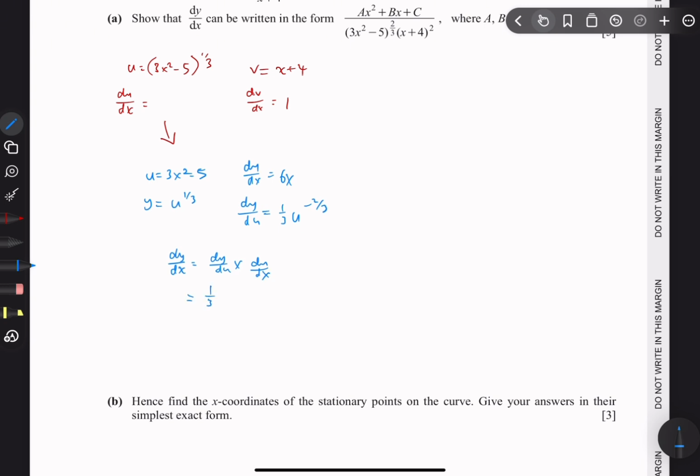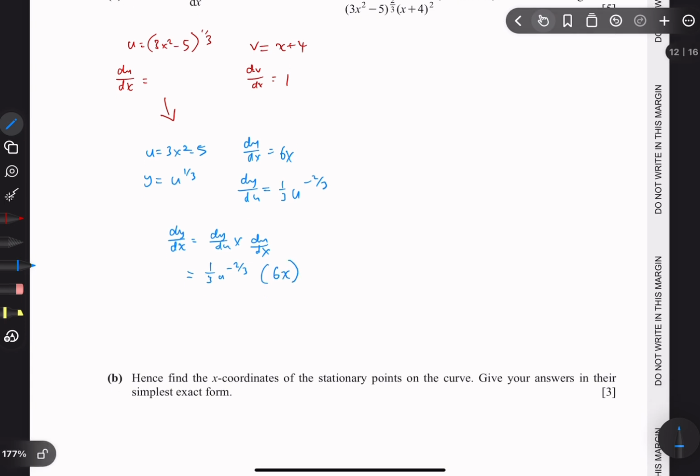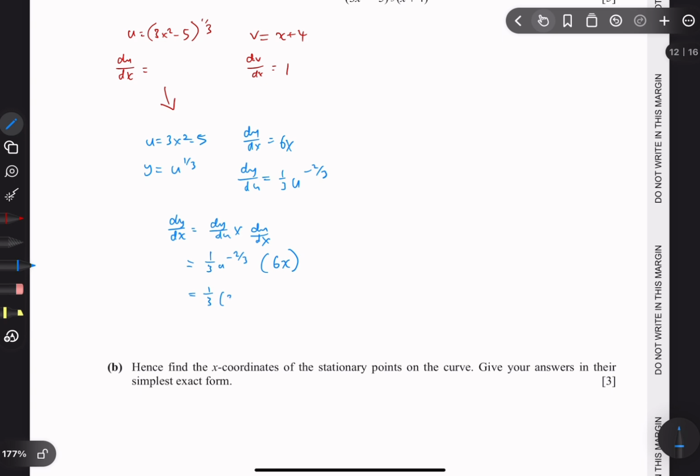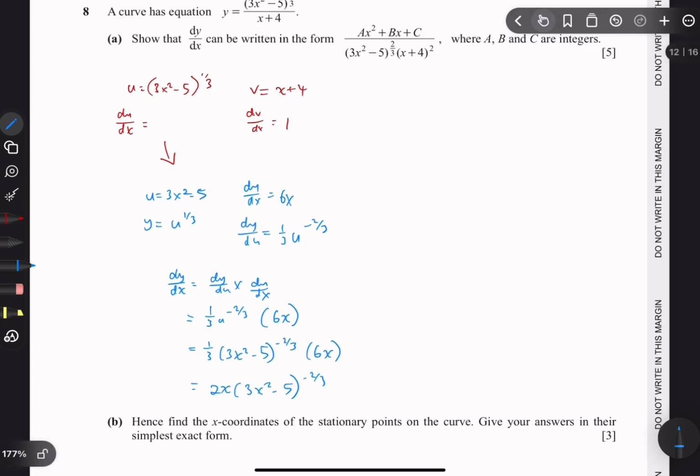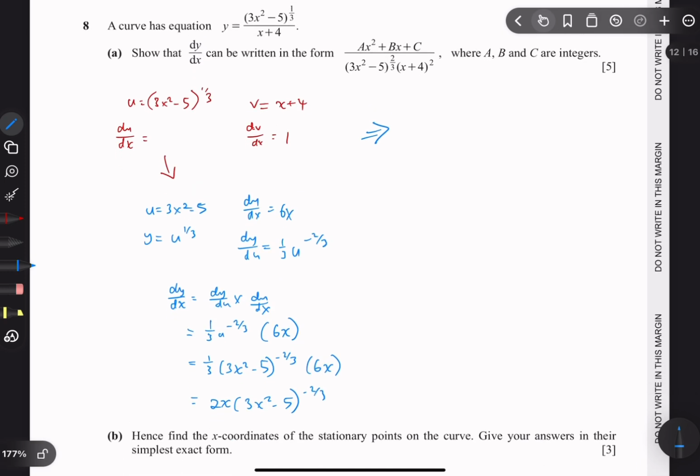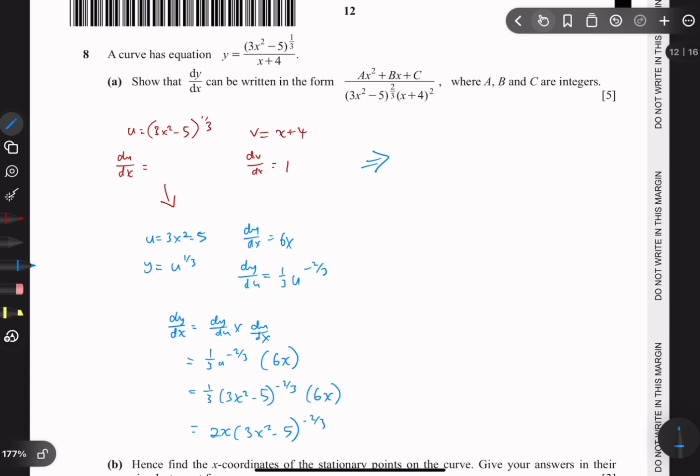So we have dy du, and du dx is 6x. So we just sub u into this, 6x, and then simplify. Okay, so we are done with this chain rule. We can continue with the quotient rule, which will be v du dx minus u dv dx over v squared.